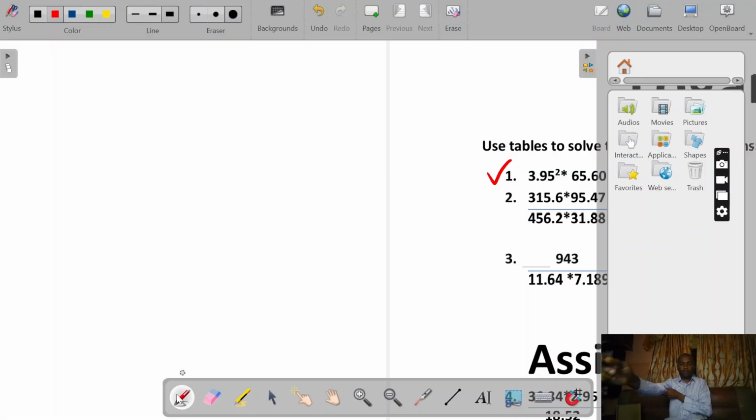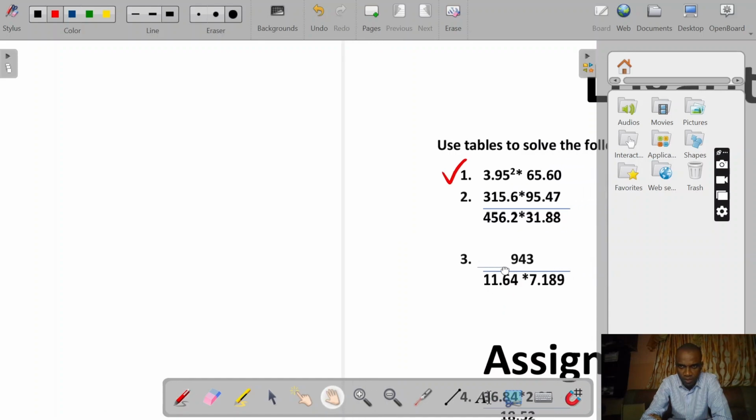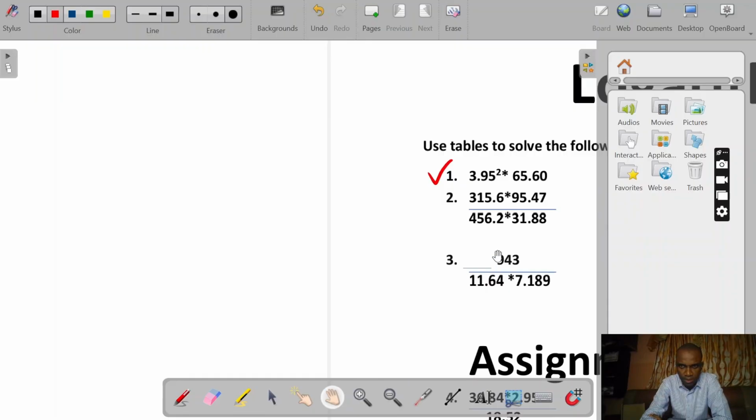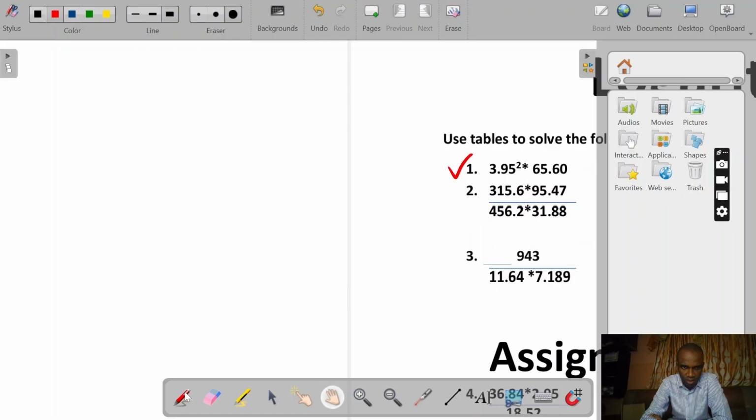Good evening. So we are back to the continuation of our logarithm question. In the first task, we looked at how to solve 3.95 squared times 65.60, and the second task will be solving this question, that's 315.6 times 95.47 divided by 456.2 times 331.88. Just as we solved the first one, we'll be going through solving the second shortly.